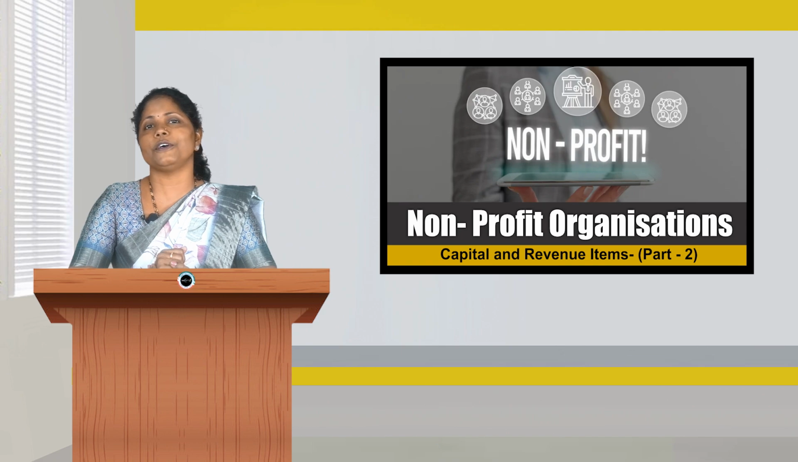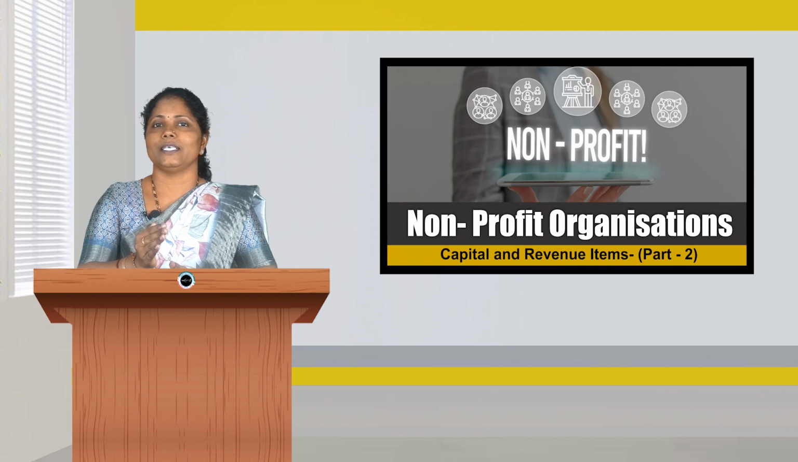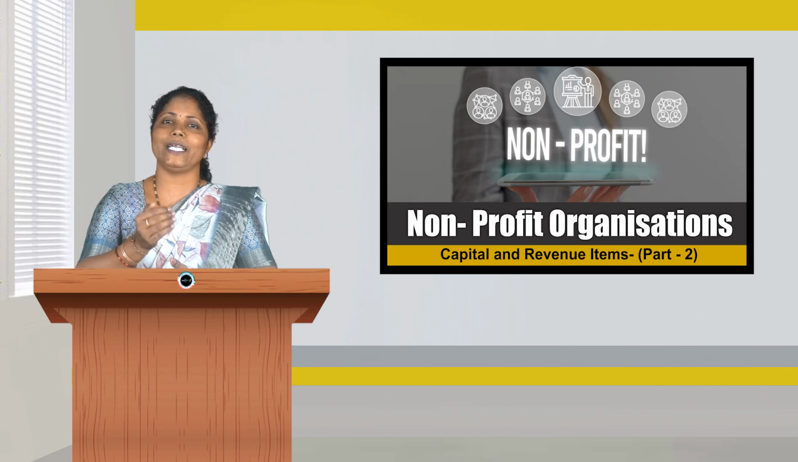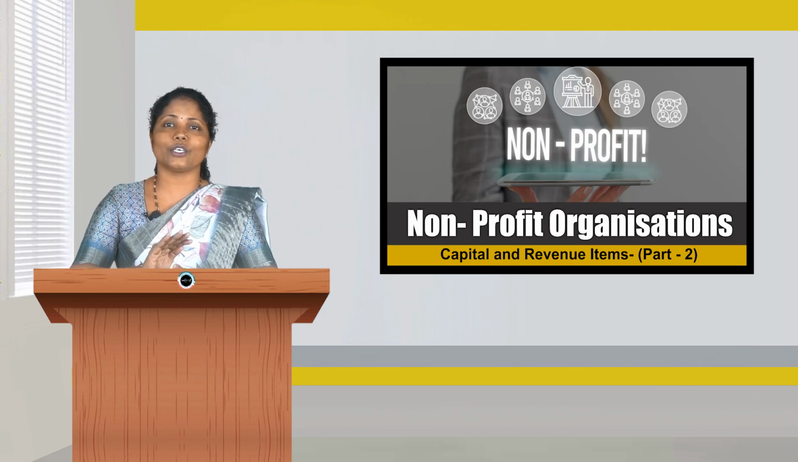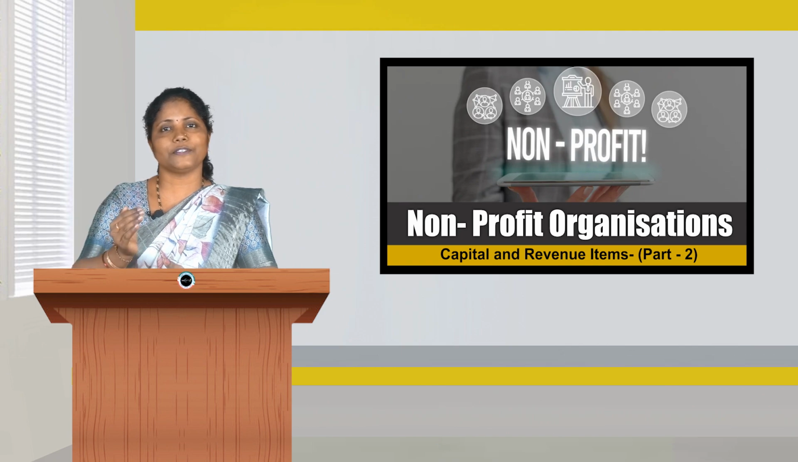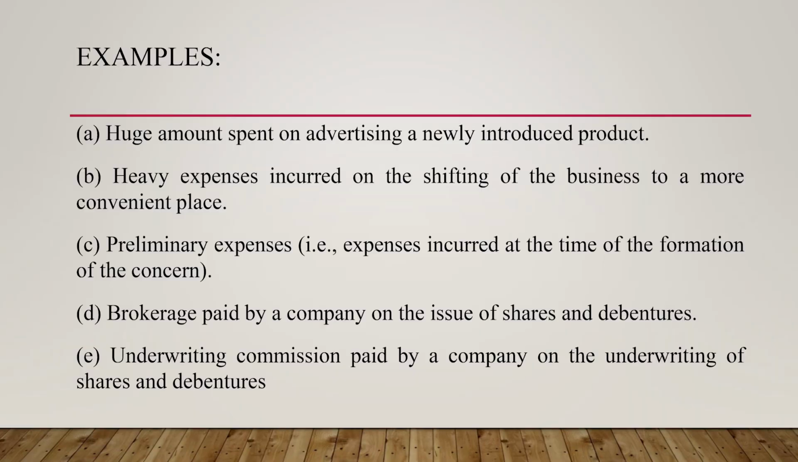Because writing off of such expenditures is deferred or postponed, because the amount of such expenditures is huge. We cannot charge the entire amount to the year in which it is incurred. We have to spread such expenses to more years. And the second reason is the benefit of such expenditure is not exhausted in the year in which it is incurred. We can get the benefit in 2 or more years, so that the writing off of such expenditures is postponed or deferred. See the examples.